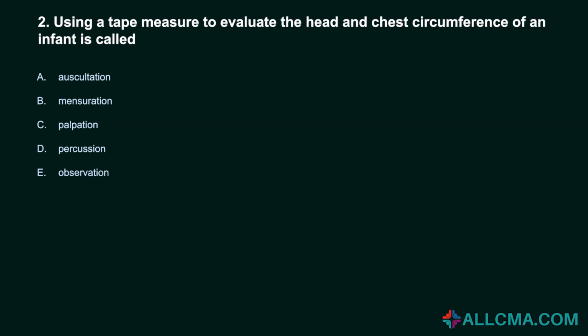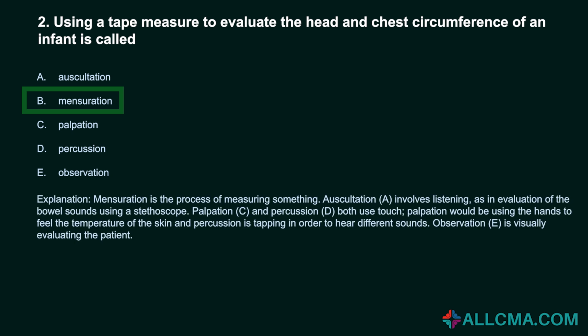2. Using a tape measure to evaluate the head and chest circumference of an infant is called A. Auscultation. B. Mensuration. C. Palpation. D. Percussion. E. Observation. Correct answer: B. Mensuration.